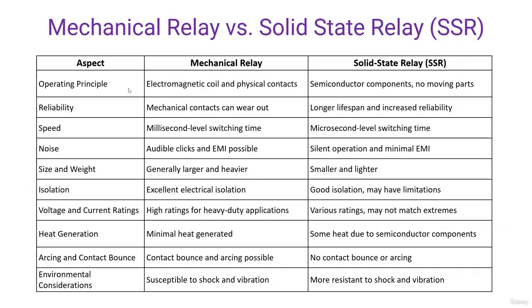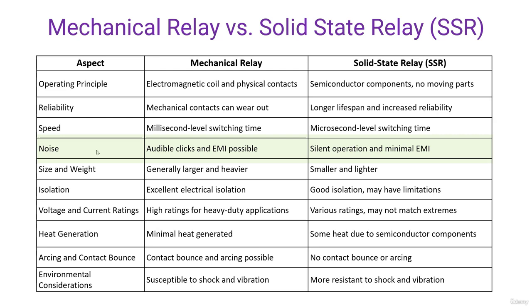About operating principle, mechanical relays are basically electromagnetic coil and physical contact based relays. But in a solid state relay, there are no moving parts. All the components are semiconductor components. About reliability, mechanical contacts can wear out, as the contacts move a lot for each operation. But a solid state relay has no moving parts, hence it possesses a longer lifespan and increased reliability. About speed, millisecond level switching time can be obtained from a mechanical relay. Microsecond level switching time can be obtained from a solid state relay, or SSR.